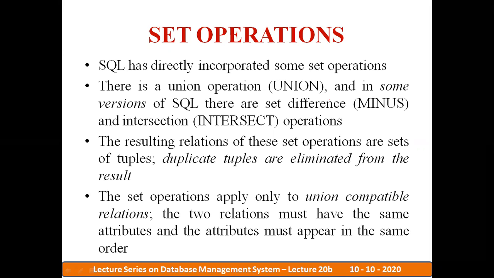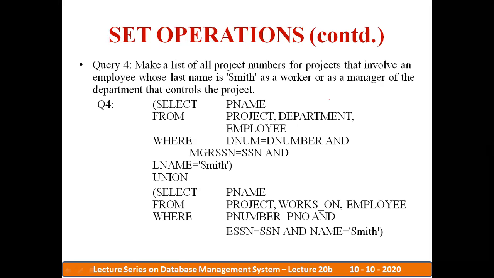The set operations may apply to union compatible relations. That means the two relations must have the same attributes and the attributes must appear in the same order. The same order means if it is first name, middle initial and last name, it should also appear in the second relation in the same order only.